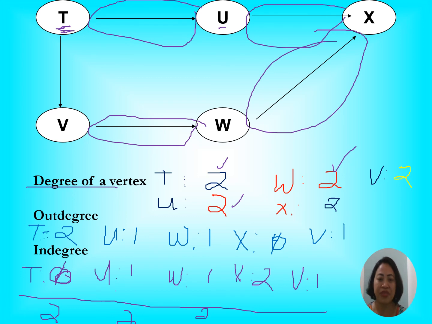Okay? X has 0 out degree and 2 in degree. Therefore, in total, it has a degree of 2, which is true, right? X has a degree of 2. Okay. Next, how about V? We have 1 out degree and 1 in degree. Therefore, we have 2. Again, we have a degree of 2 for that vertex.